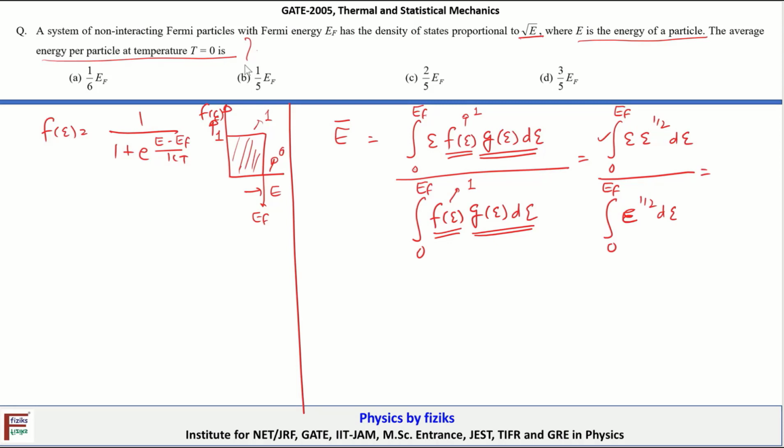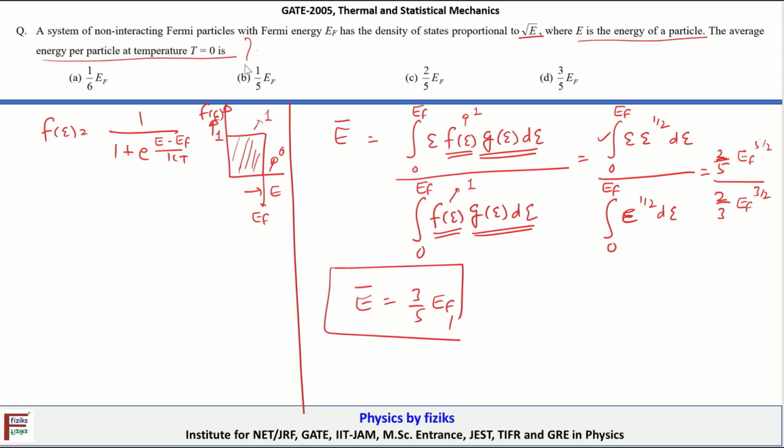So that is equal to 2 by 5 into EF power 5 by 2, divided by 2 by 3 EF power 3 by 2, and that is equal to the average energy, which is 3 by 5 EF. So that's the final answer here. Therefore the right option is D.